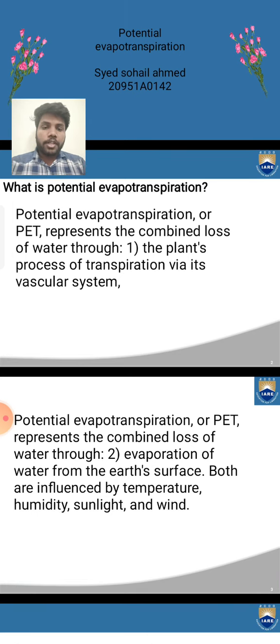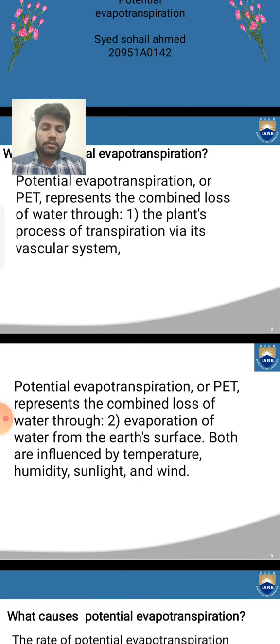So, evapotranspiration is nothing but the plant's process of transpiration via its vascular system, or evaporation of water from the Earth's surface. Both are influenced by temperature, humidity, sunlight, and wind. That is, transpiration through the vascular system, or transpiration through temperature, humidity, sunlight, or wind.